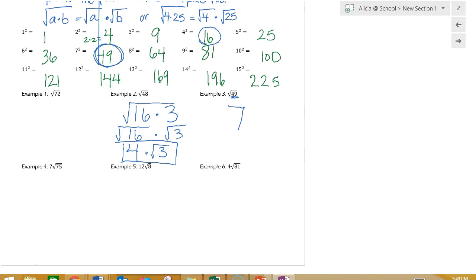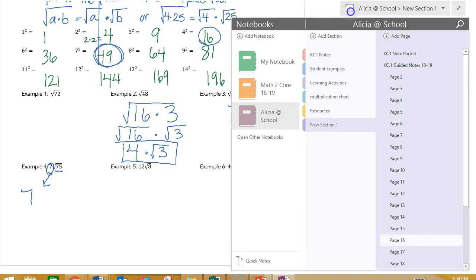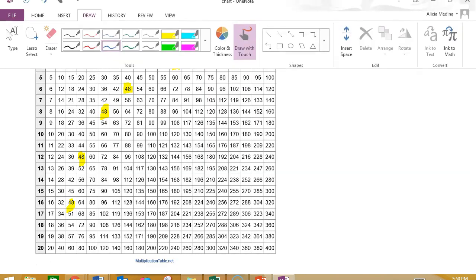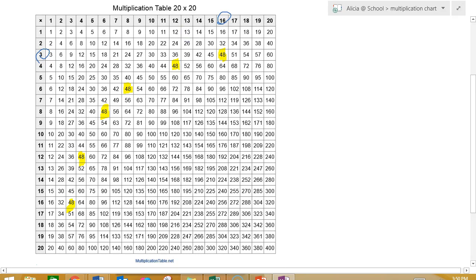Next example, I see I have 7 times the square root of 75. So when you have that extra coefficient out in the front, I don't actually have to do anything with him. He just gets brought down for the ride. And I want to look at my multiplication table to see if I can break up that 75 to have a nice perfect square. So if I check the numbers above, I do not see 75 there. So that's why I'm going to go to my multiplication chart. I'm going to see if I have any 75s. I see one right here.